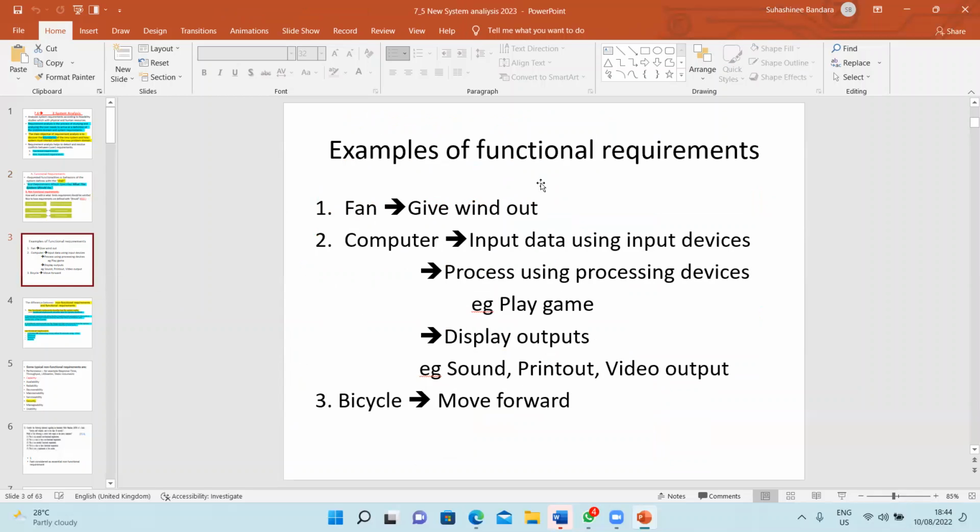Examples of functional requirements: a fan gives wind out; a computer inputs data using input devices. When we consider the computer, it does processing using processing devices inside, the ALU, CU, and memory. We can play games and do calculations using the computer. Then it displays outputs using output devices, giving sound output, printouts, and video output. When we consider the bicycle, we use it to move forward. I think I have given that example.